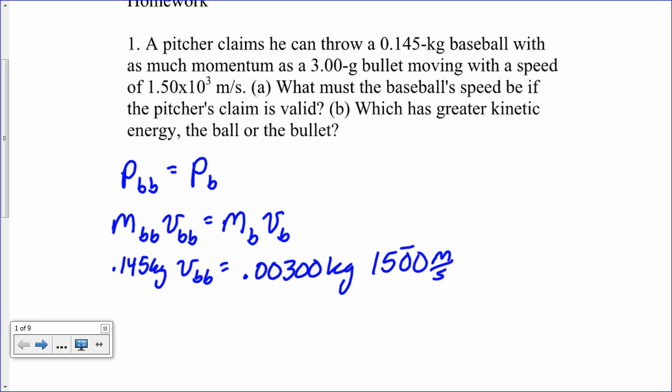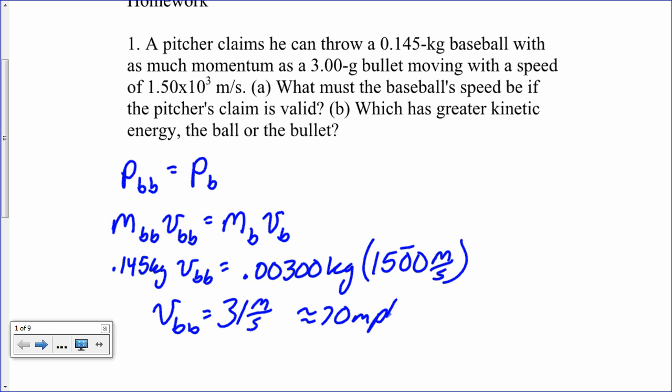And of course, this is significant. Then if I solve this for the velocity of the baseball, I find that the velocity of the baseball is 31 meters per second. All right, that's about 70 miles per hour. So not an insanely fast baseball that has the same momentum as a bullet. However, we know that a bullet is much more deadly, so how do their energies compare?